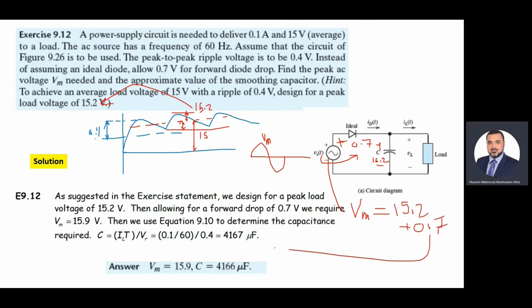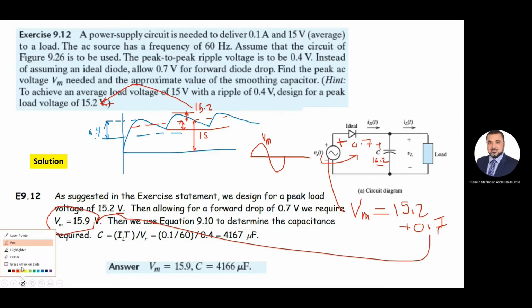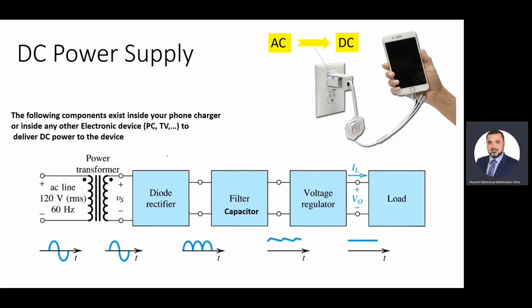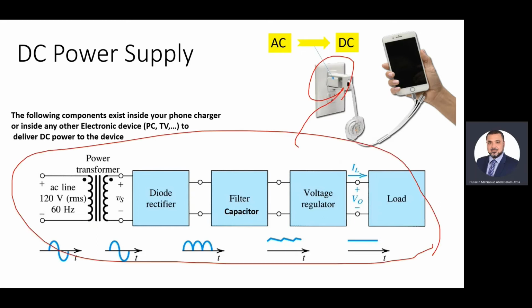Okay, which is 15.9 as given here. I hope it is clear now. Now we go for the main component of the DC power supply. So what is inside the charger is all of this. All of this is inside your charger.